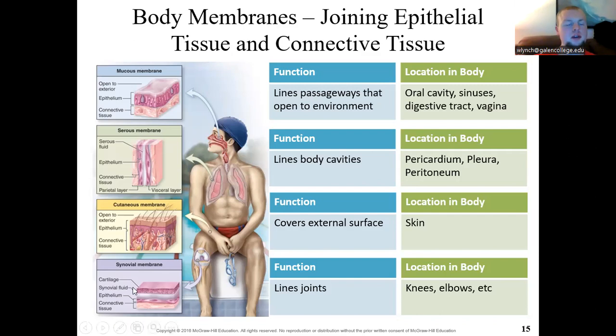Finally, a synovial membrane. We're going to find this in large multifunctional joints. So we see here that a synovial membrane is going to line a joint space. It's going to have a cavity which contains synovial fluid. We'll find this in shoulder, elbow, knee, large joints like that.